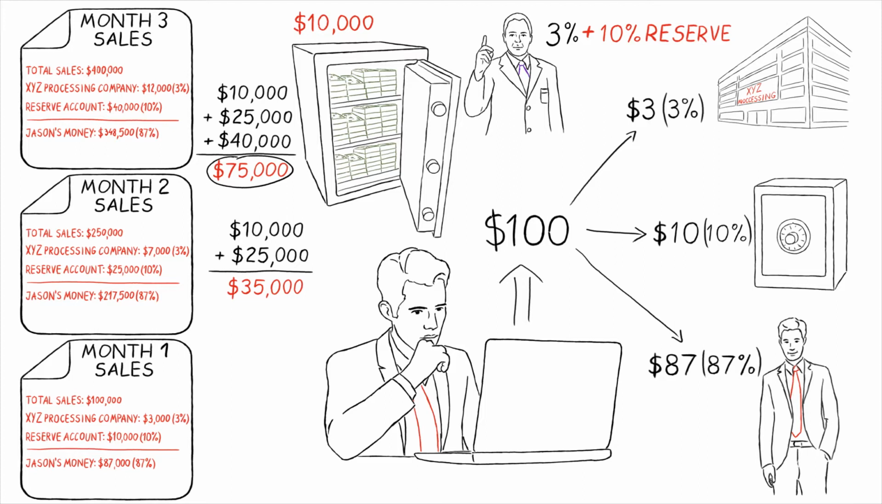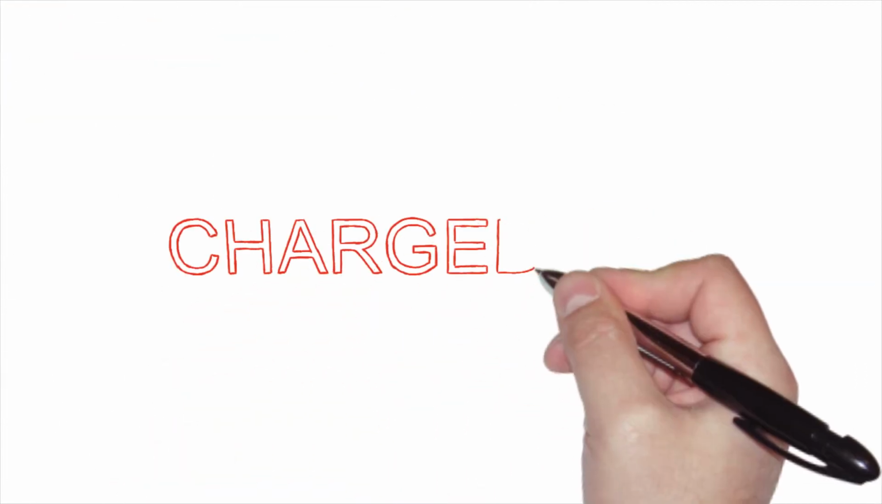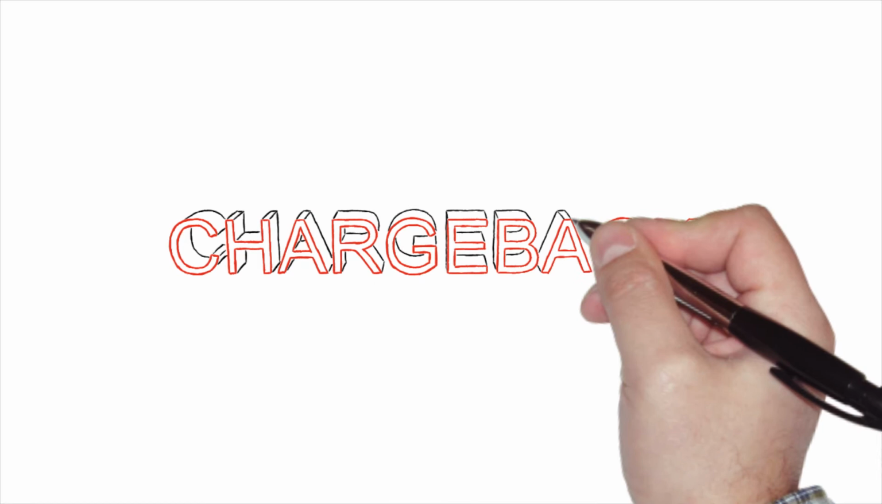So you can see the credit card processing company is simply taking a portion of Jason's sales and moving it to his reserve account. I'll explain how Jason gets this money back shortly. Now that you understand what a reserve account is and how they're funded, let's talk about why the credit card processing companies require them and how having them protects them against loss. To understand this, you're going to need to know what a chargeback is.